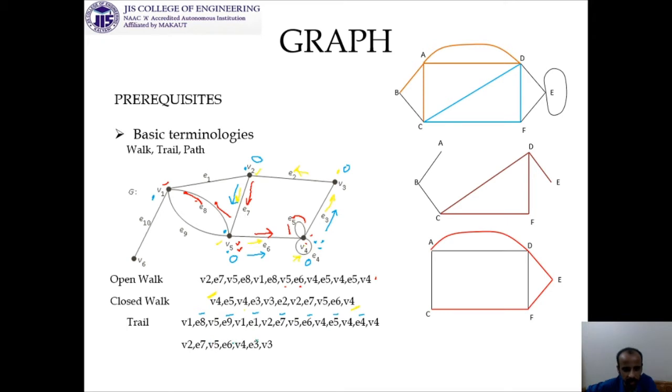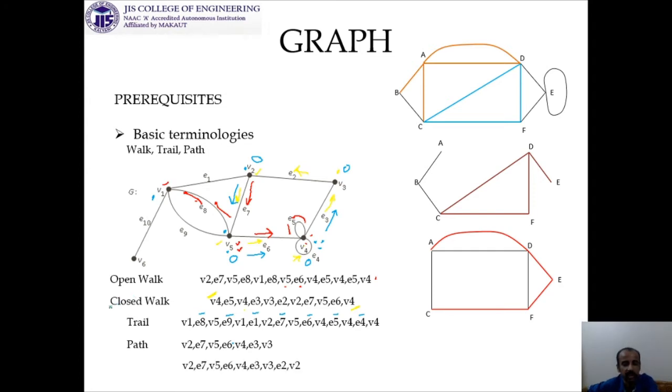E7, E6, E3, E7, E6, E3. So what is this? Concentrate. It is your path, because in this sequence no vertex is repeated, so automatically there is no question of repetition of any edges.